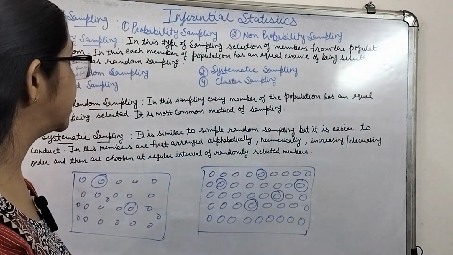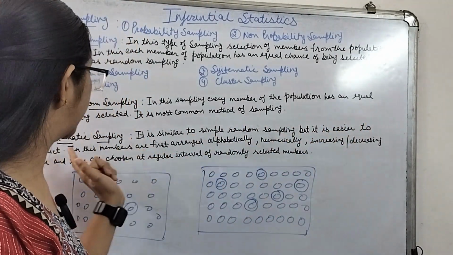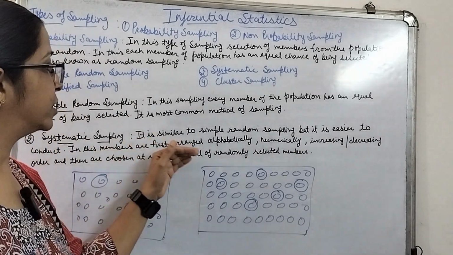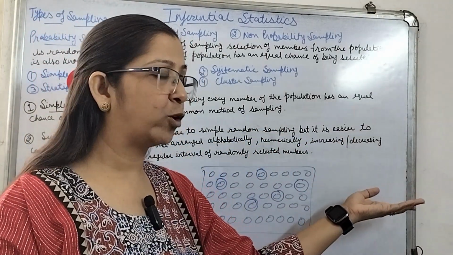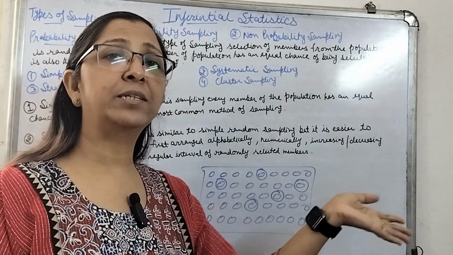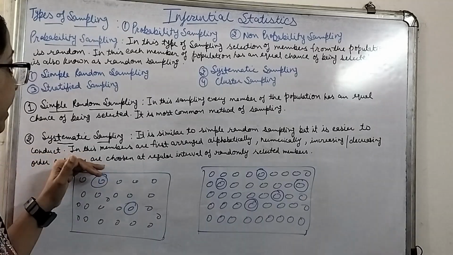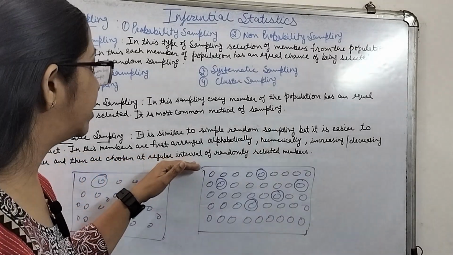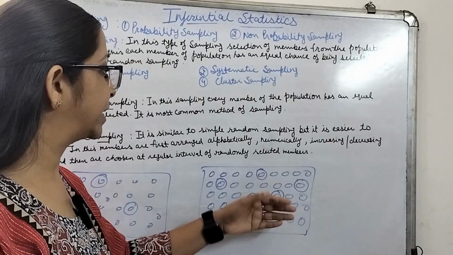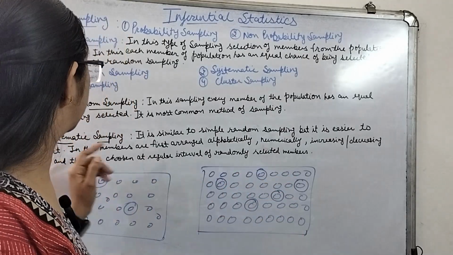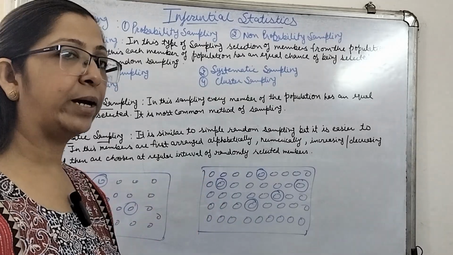It is almost similar to simple random sampling, but it is easier to conduct. In this, members are first arranged either alphabetically, numerically, or in increasing or decreasing order. We can arrange them as per their height also. Anyhow, we arrange the students in order, and then they are chosen at regular intervals. If this is the procedure of selection, then it is known as systematic sampling. In both cases, there is no bias.